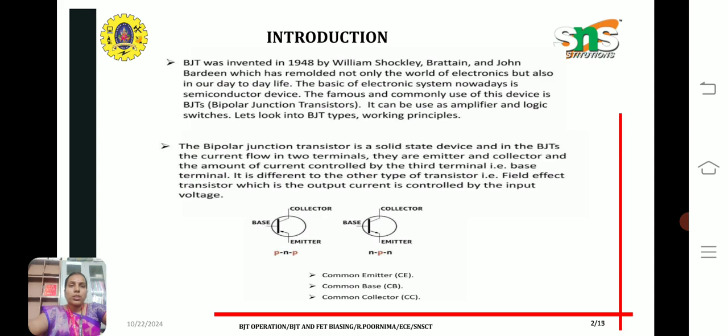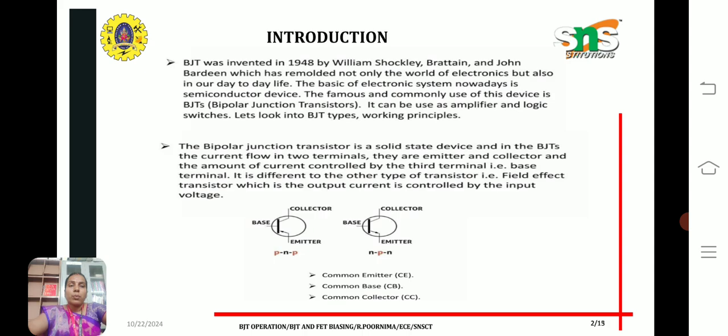So, introduction. The BJT was invented by William Shockley, which has remolded not only the world of electronics but also day-to-day life. The basis of an electronic system is the semiconductor device. The most commonly used device is the bipolar junction transistor, and it can be used as an amplifier and as a logic switch.